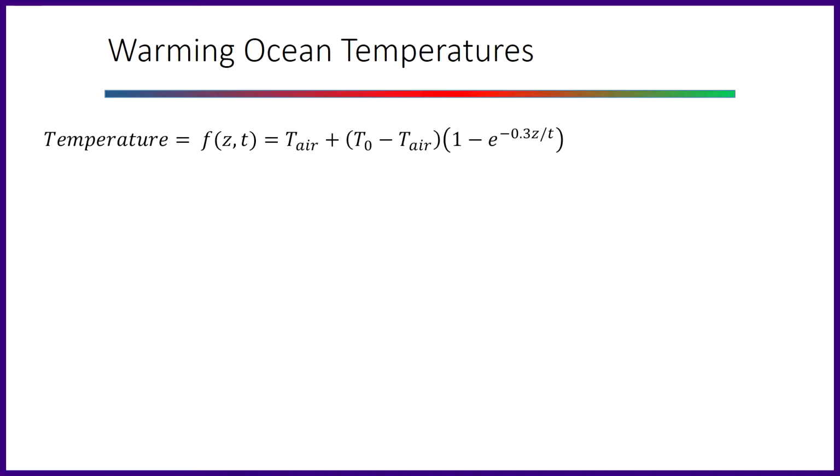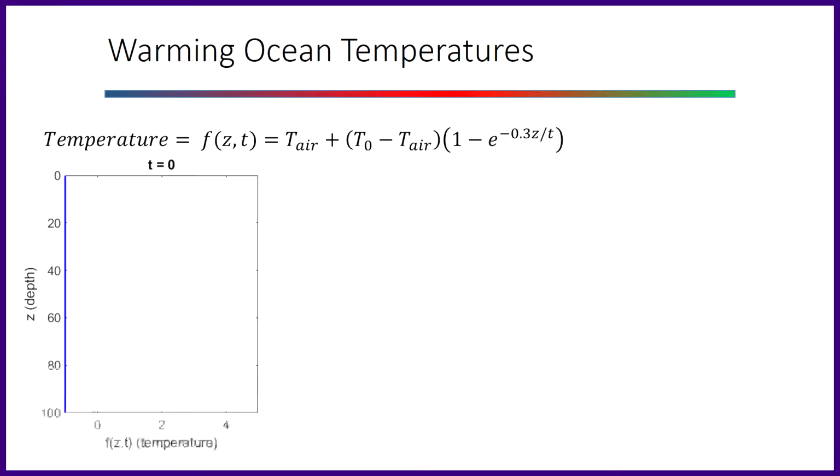We could write an equation for how the temperature changes at different depths if we know the initial temperature of the water, which I wrote as T naught in that equation, and also the temperature of the air, which I wrote as T air. Now, of course, the temperature will be a function of both depth and time, because it will constantly warm up, but the surface will be warmer than the deep ocean while the heat makes its way downwards. So let's plot this and see what it actually looks like.